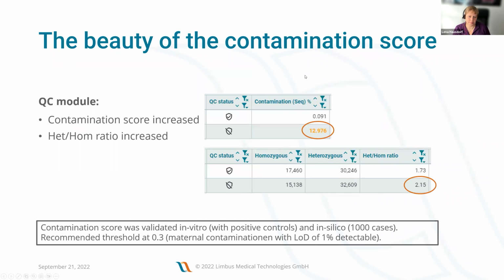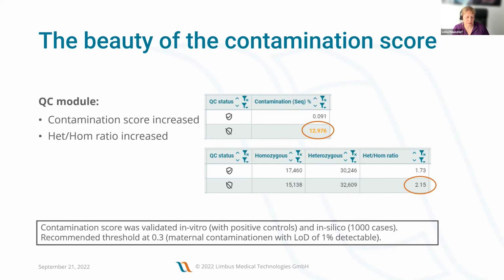And the next one is we also provide a contamination score for bigger panels. So everything that's like big clinical exome, whole exome sequencing, or whole genome sequencing. And the contamination score was validated by us in vitro with the help of MGZ and Andreas Lana's team, with a lot of positive controls, and also in silico with 1,000 cases.